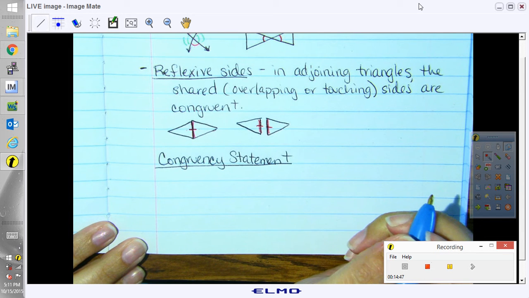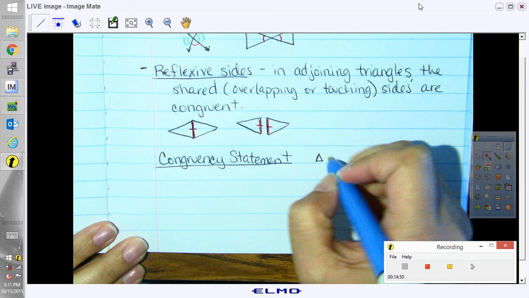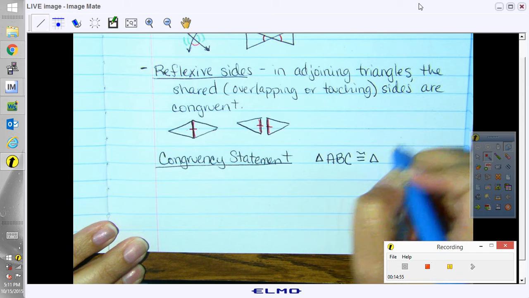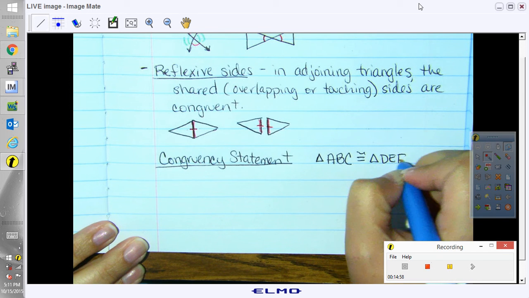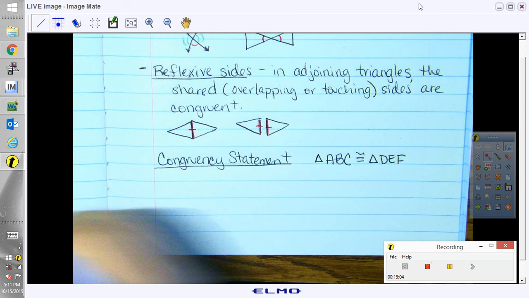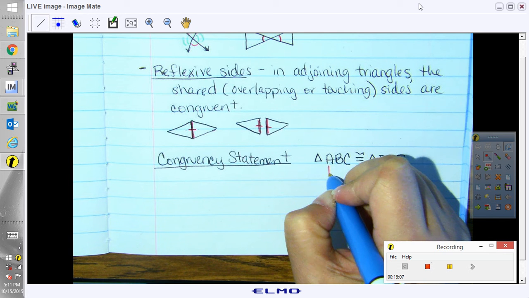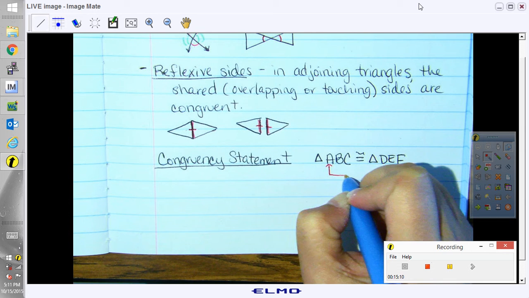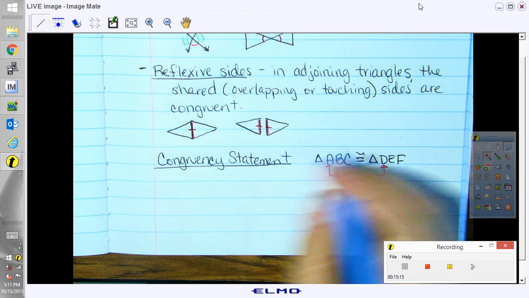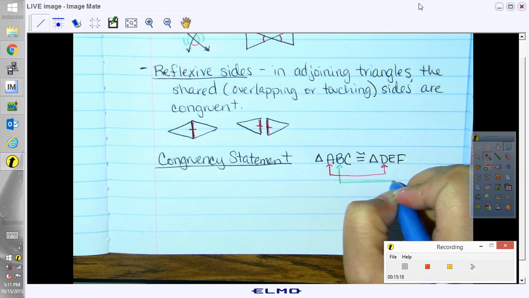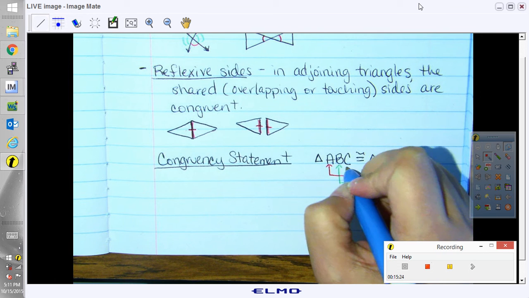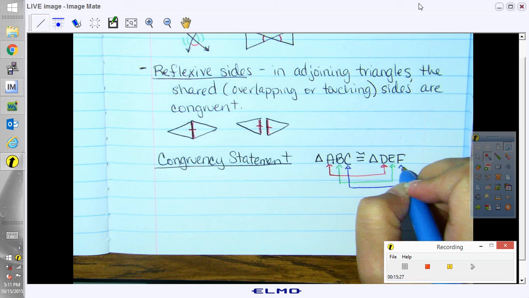So let's say, for example, I'll give you triangle ABC is congruent to triangle DEF. What I know about this is that angle A is congruent to angle D, angle B is congruent to angle E, and lastly we can say that angle C is congruent to angle F. This is how I like to think of it. I like to match up the letters.